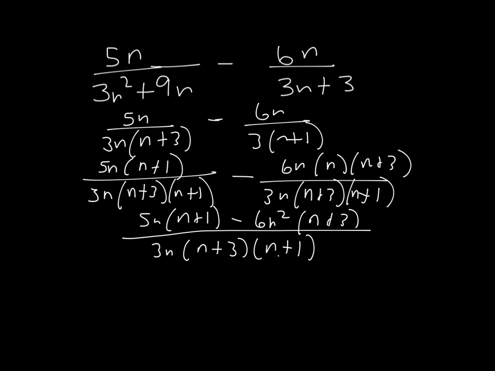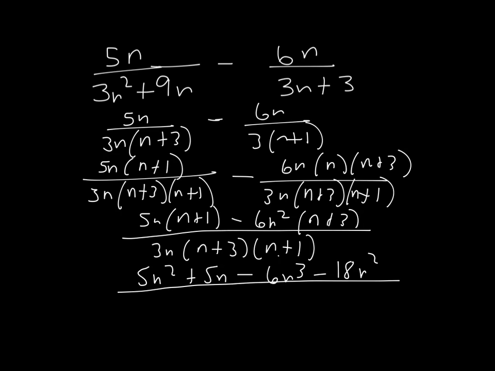So we're down to the one fraction, but now we need to clean up the numerator. We'll get 5n squared plus 5n minus 6n cubed minus 18n squared all over 3n, n plus 3, n plus 1.